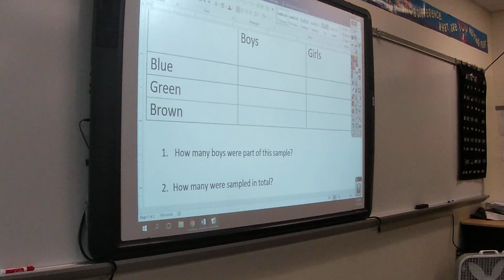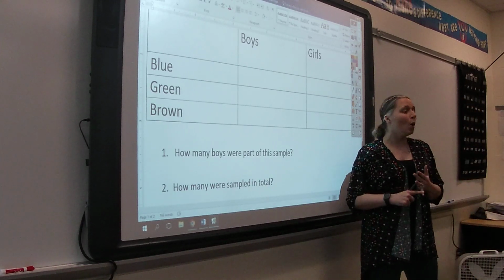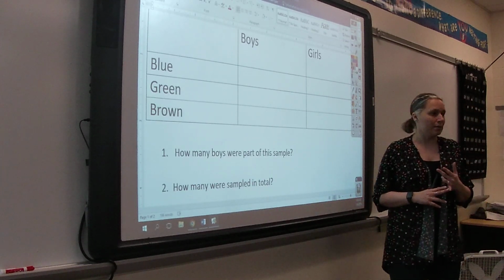Let's collect some data. Here's how I want to collect data. I want you to raise your hand based on each category that I give you. We need to listen, and we're going to go through here. You have a table, so you're going to fill in the same numbers as me. If you are a boy with blue eyes, raise your hand.